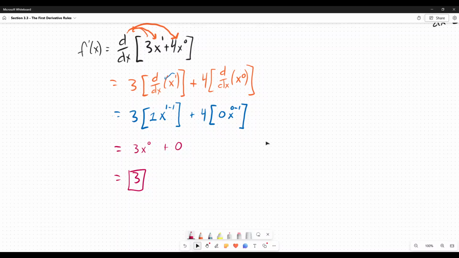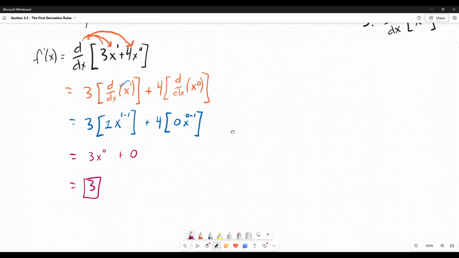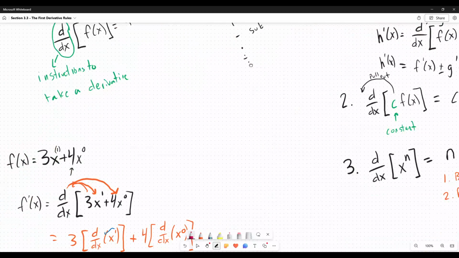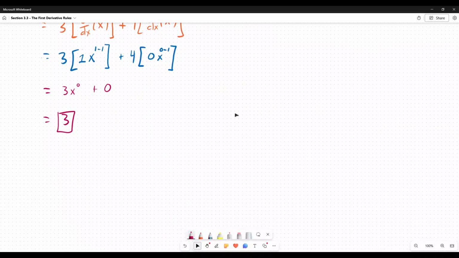This is like knowing the rule is that multiplying by 2 doubles something. Can you prove that to me? Yes. Which means you don't have to prove it to me every single day. If it was true yesterday, it's going to be true today. What was that second example that we used the definition on? X squared plus 3x. Guys, this is going to get so much faster.